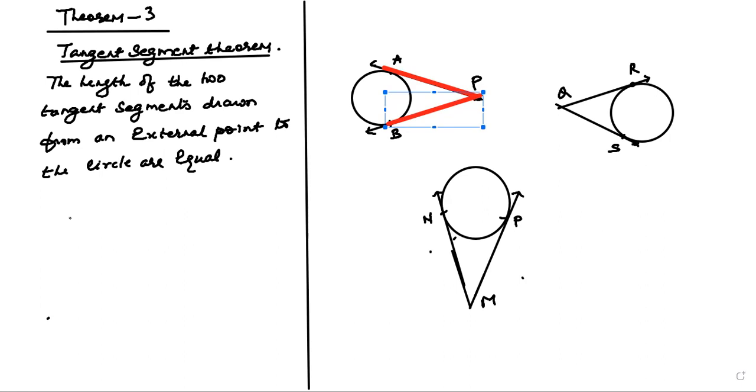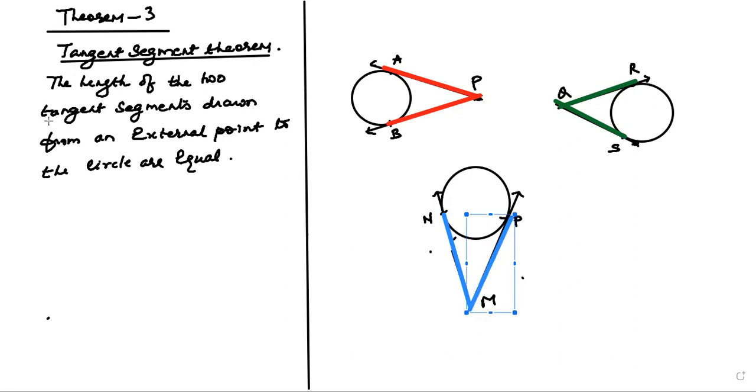Again, I repeat, the part of the tangent from an external point, like Q is an external point. This line is tangent at R. This line is tangent at S. So from Q to the point of contact S, this is a tangent segment. I hope people are getting me here. Like M is an external point; from M to N, this is tangent at N, and from M, this is tangent at P.